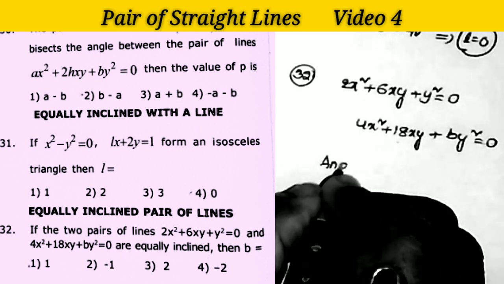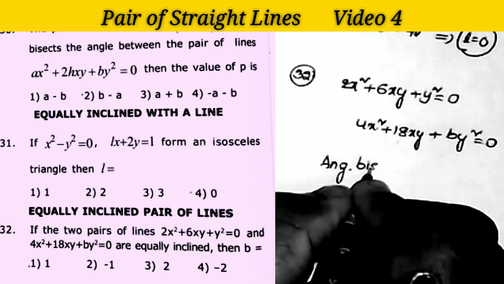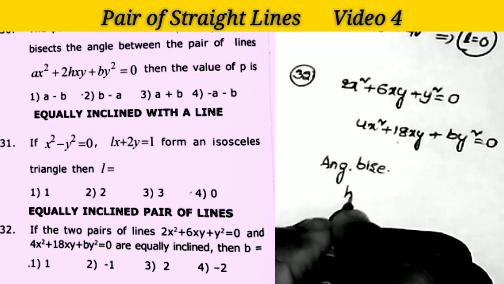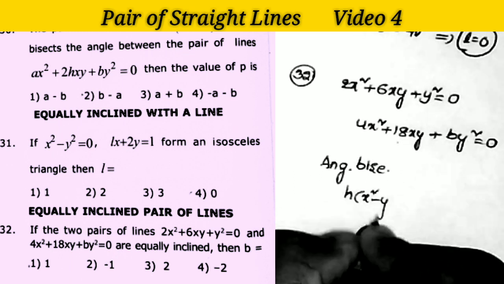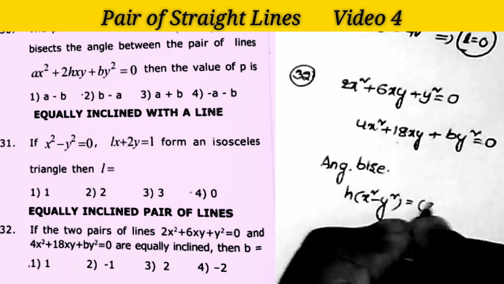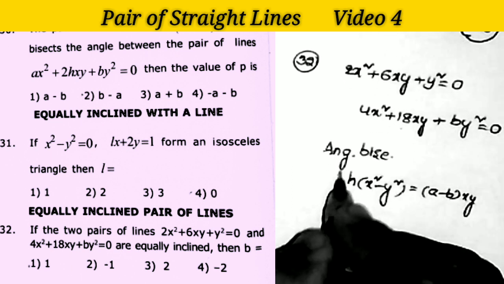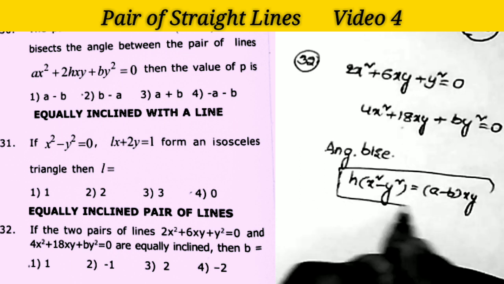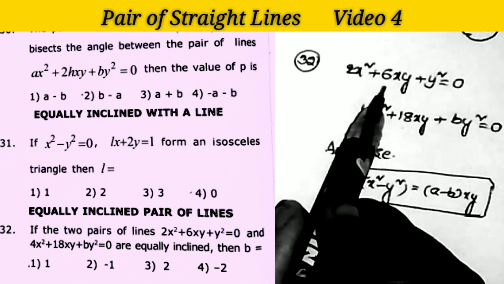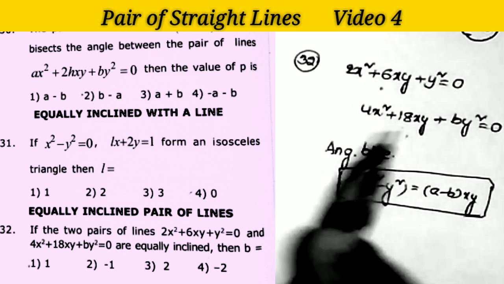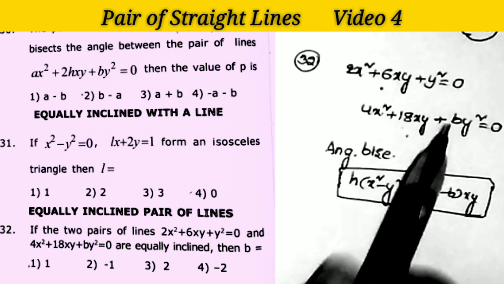Now what is the formula for finding the angular bisectors? Angular bisectors is h into x square minus y square is equal to a minus b into xy. This is the formula for finding the angular bisectors. So first we have to take the angular bisectors of the first equation and of the second equation. By equating those values, we get the value of b.